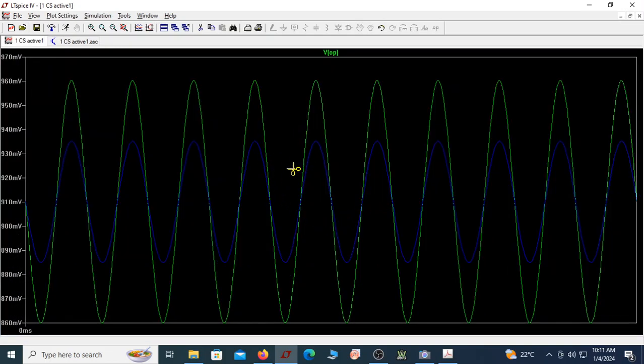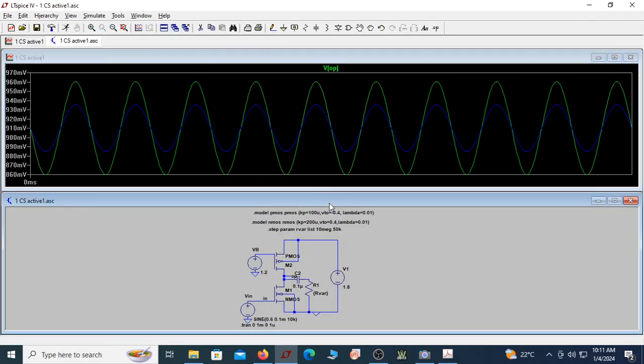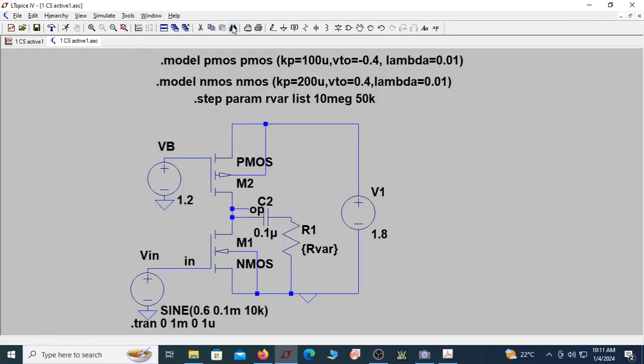Now you can see you are seeing two waveforms. Why am I seeing two waveforms? For the time being, let me just delete this. Okay, let me cut this, take this out, and then run it again.